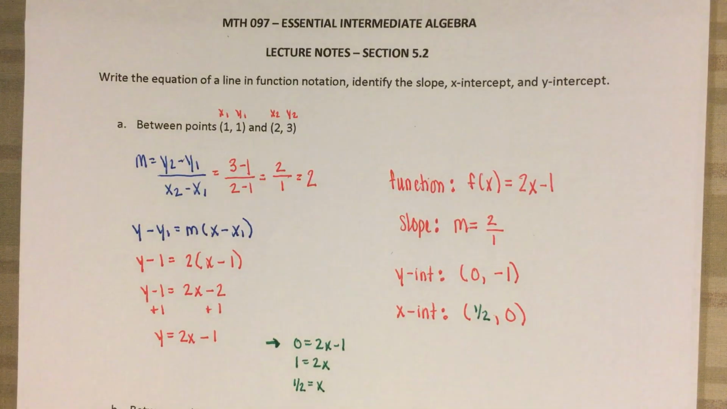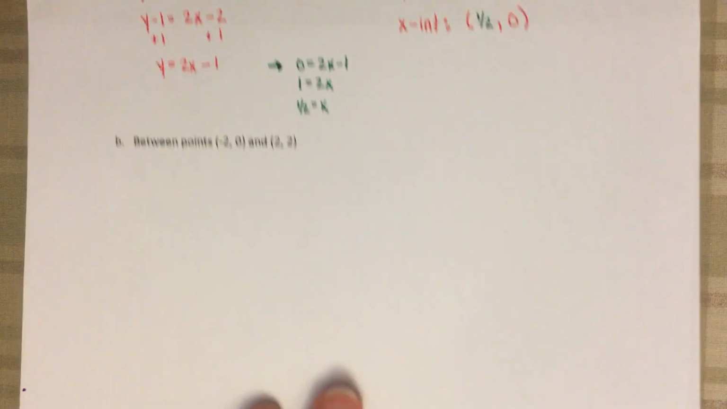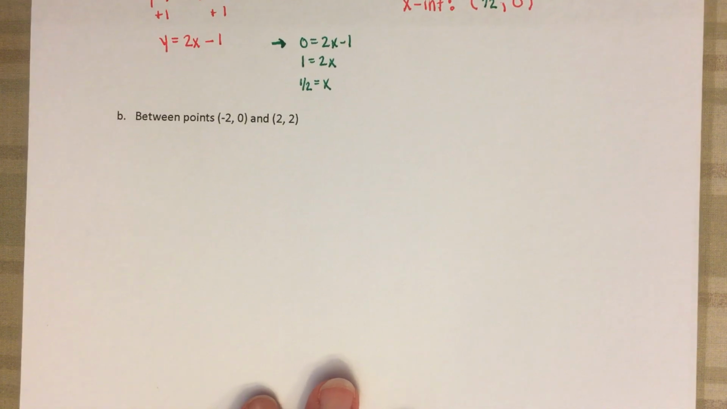So again, we're reviewing some different things that we looked at back in Chapter 3, because we are going to create some linear models in the next section where we're going to want to make sure we are familiar with these different pieces of our equation and how to find them. All right, so let's work through one more.